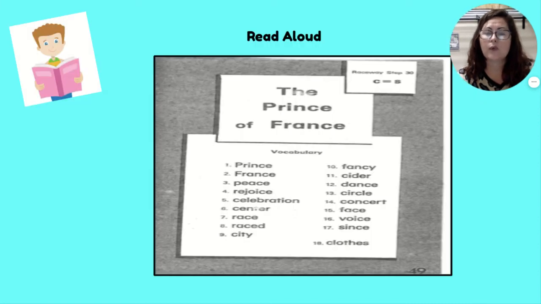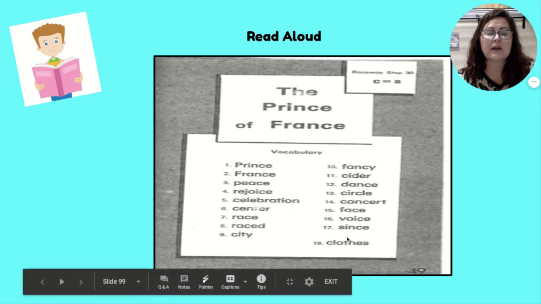Now, we're going to reread The Prince of France. A few lessons earlier, we learned that the C can also make the S sound, or what we sometimes call the soft C. So we're going to go through and pause the video, reread these words. It should be familiar from the other day.